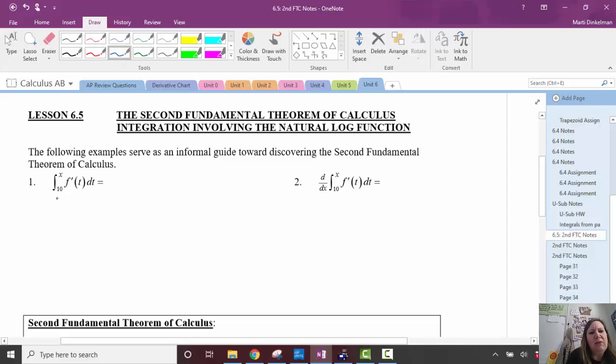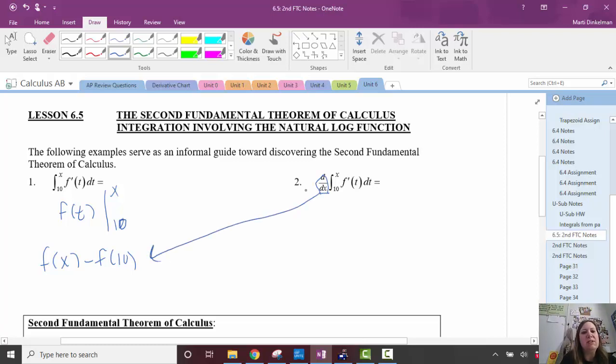So if we were to take the antiderivative here of number one, we're going to get f of t. And then again, remember, as we're calculating integrals, we write that vertical bar, and then we plug in the upper limit and subtract and plug the lower limit in. So now on 2, what this is asking us to do is take one more step. Now it wants us to take the derivative of that thing I just got.